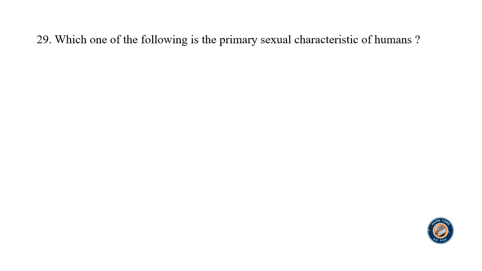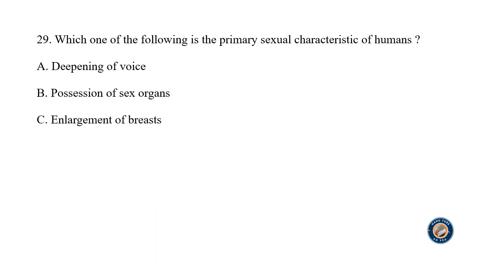Question number 29. Which one of the following is the primary sexual characteristics of humans? A. Deepening of voice. B. Possession of sex organs. C. Enlargement of breasts. D. Onset of menstruation.